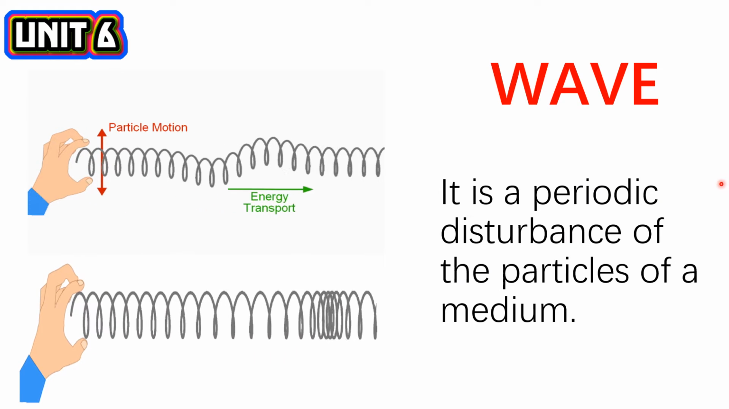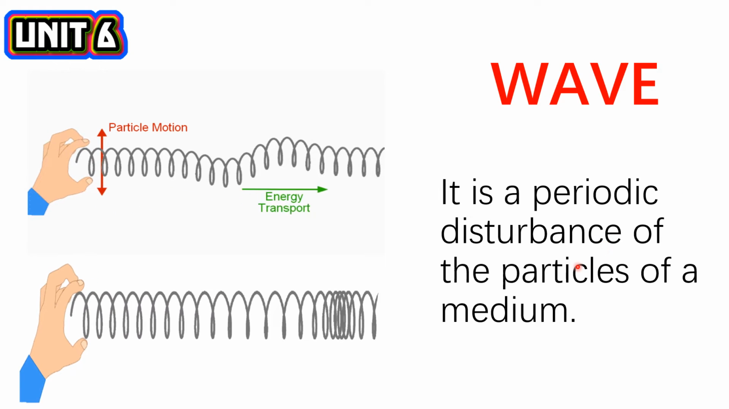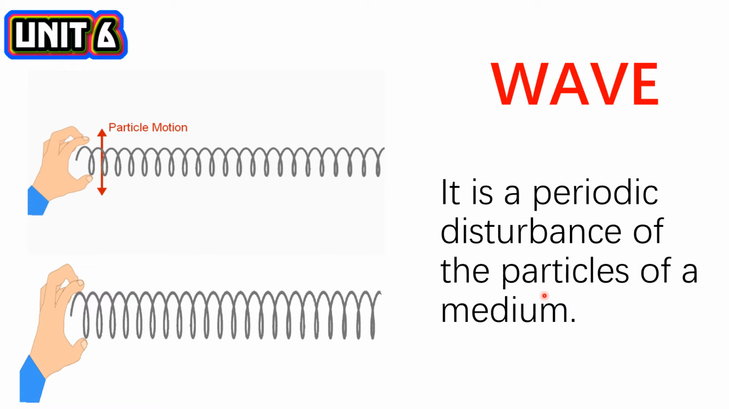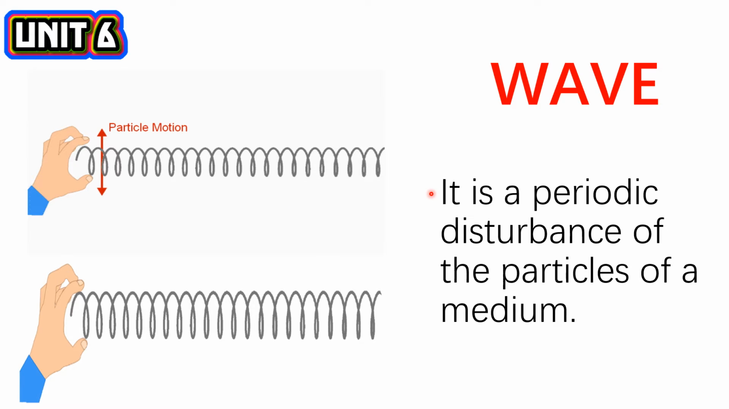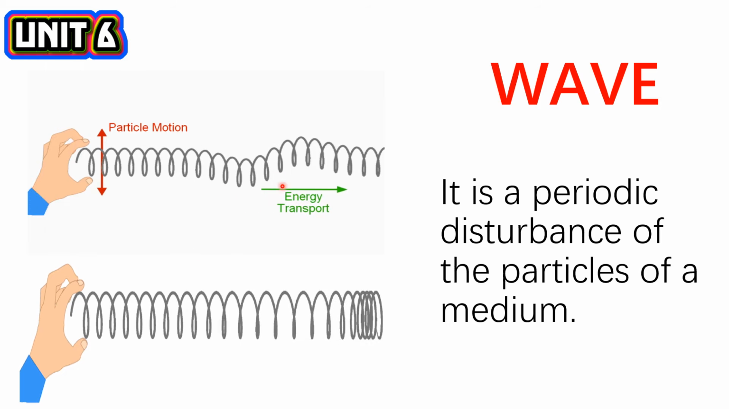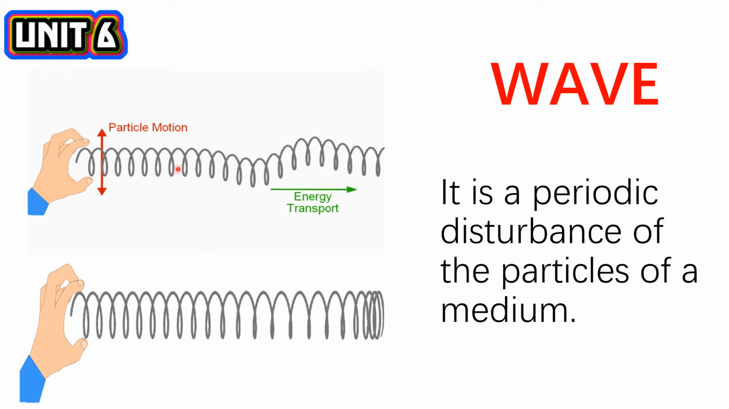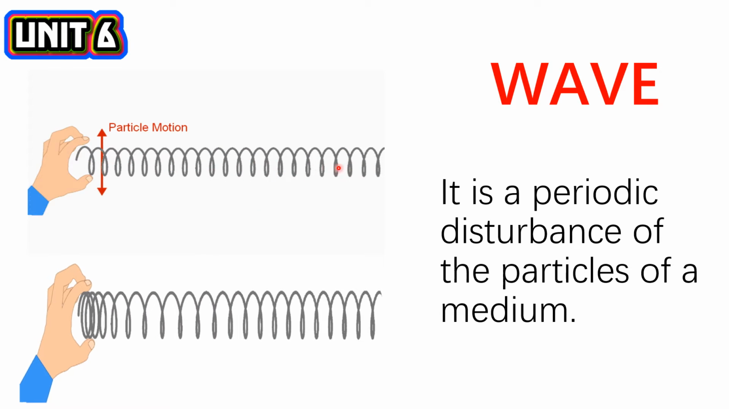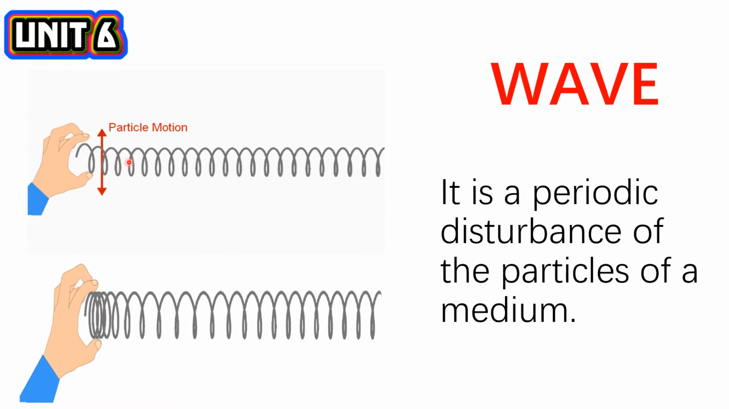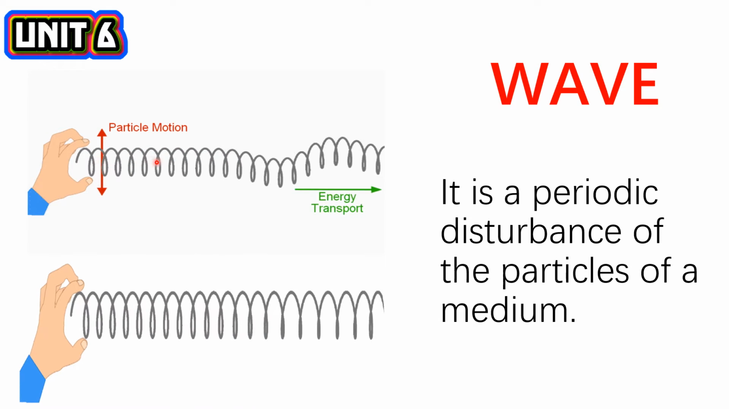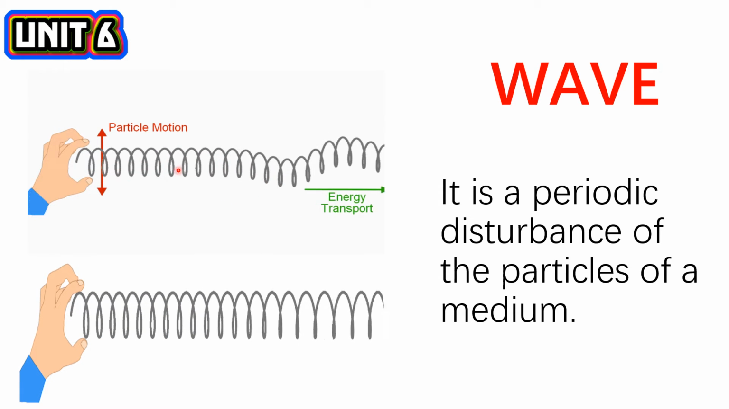In science, we define a wave as the periodic disturbance of particles of a medium. Okay, let's break down these words. Look at the motion on the left side of your screen, right? We have here the spring as your particles. Your spring here is like your particles, like your atoms, your molecules. And then we have here your medium. The medium here is our spring. So your spring acts as the particle and at the same time as the medium.